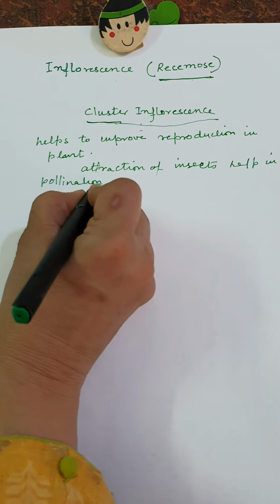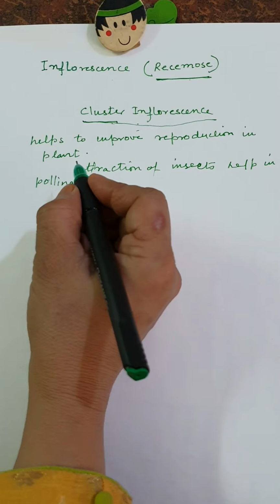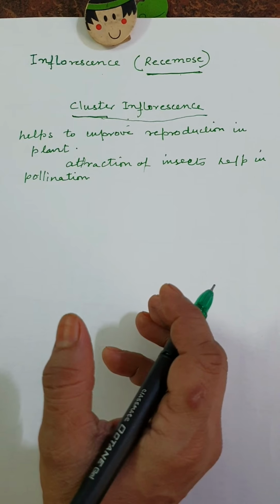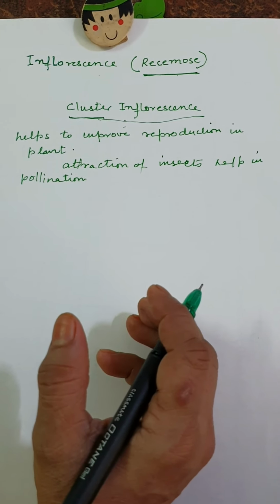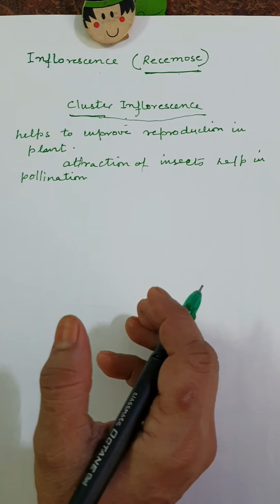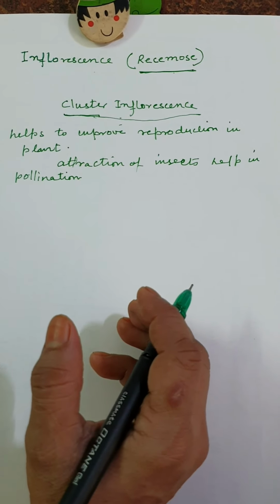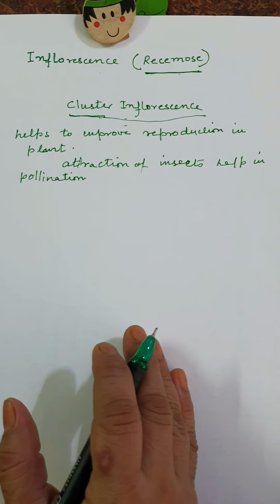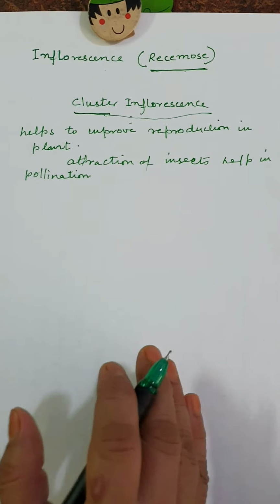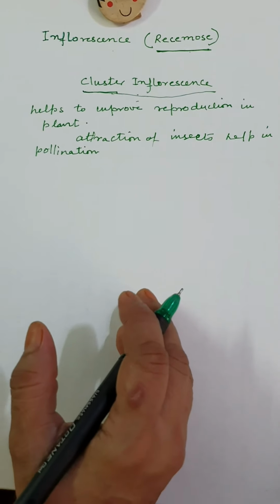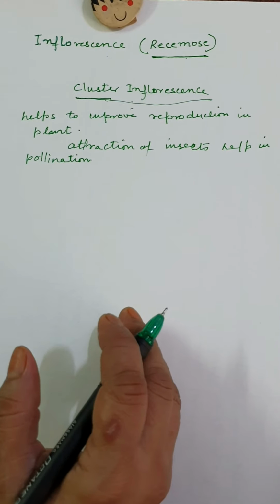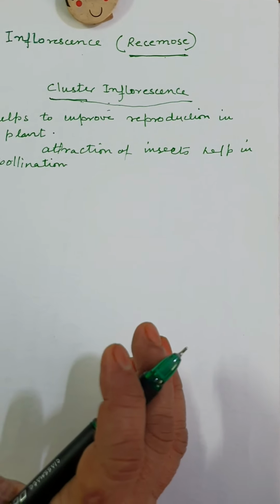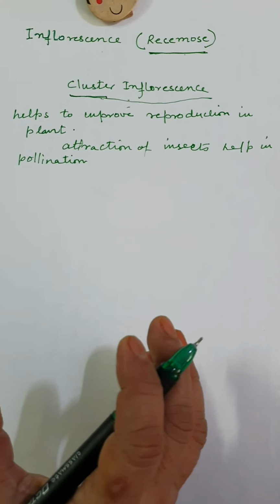Pollination means the phase of plant reproduction. When more flowers are together, a single insect can pollinate many flowers. More flowers ensure abundant seed production, and this is why there are greater chances of pollination. And this type of inflorescence, where the arrangement and distribution of a collection of flowers on a floral axis, is called cluster inflorescence.